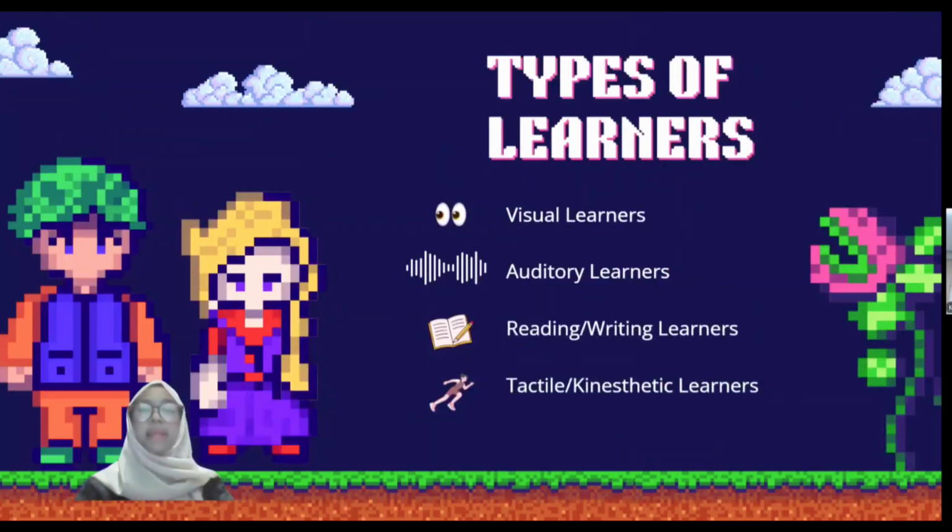Next topic is types of learners. There are four types of learners. The first one is visual learner, then auditory learner, reading or writing learner, and the last is tactile or kinesthetic.